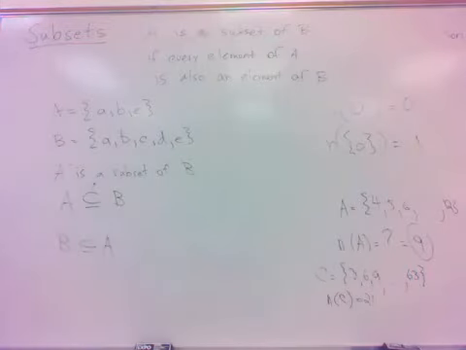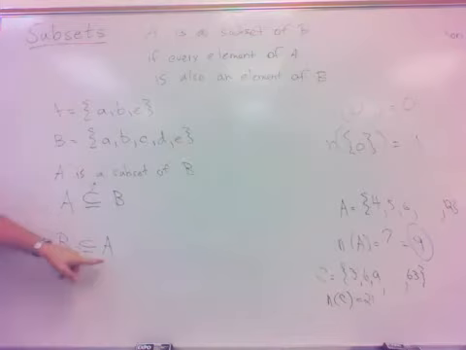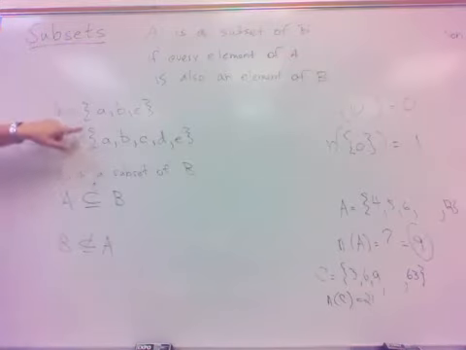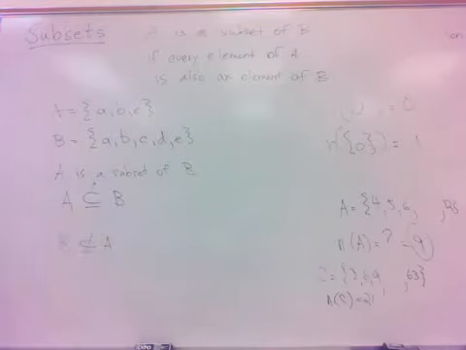What does that say? B is a subset of A. Is that true? Nope. B is not a subset of A. Every element of B is not an element of A, is it? Because you got C and D that aren't. So it goes that way. It means is a subset of. So this one is a subset of that one. So B is not a subset of A.